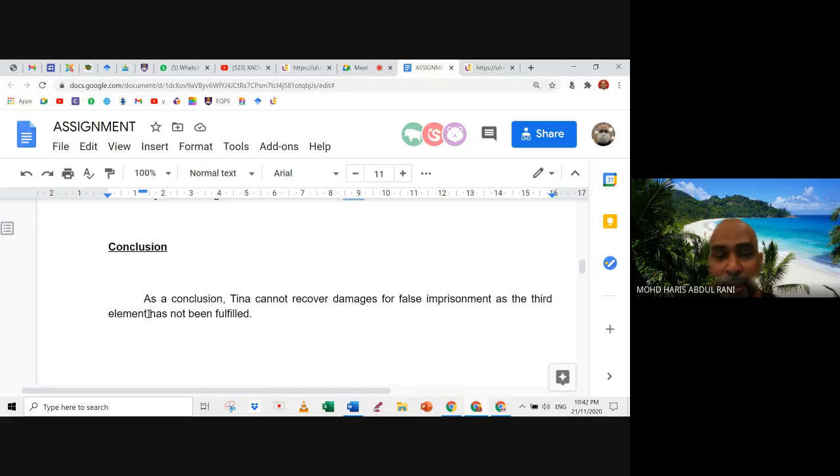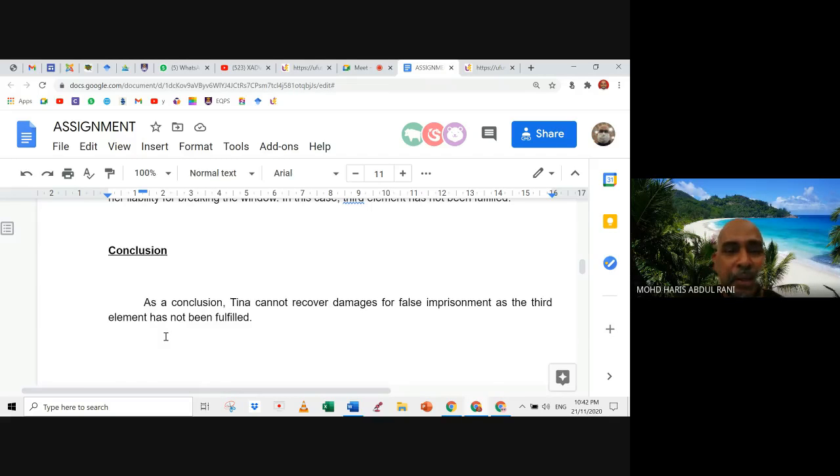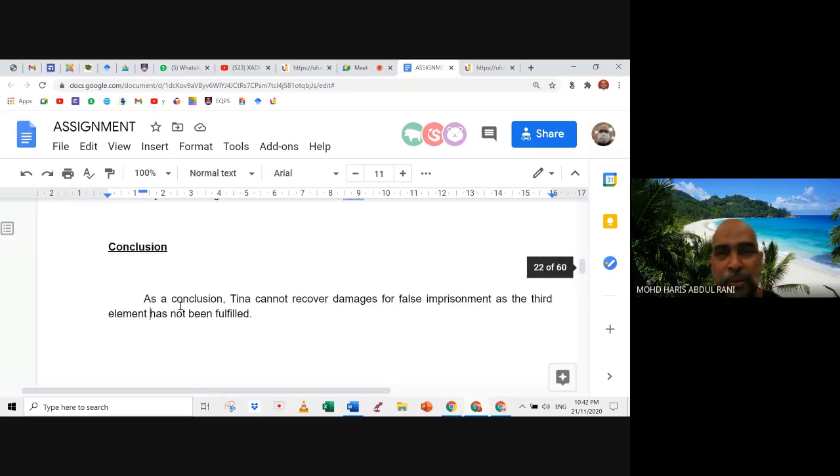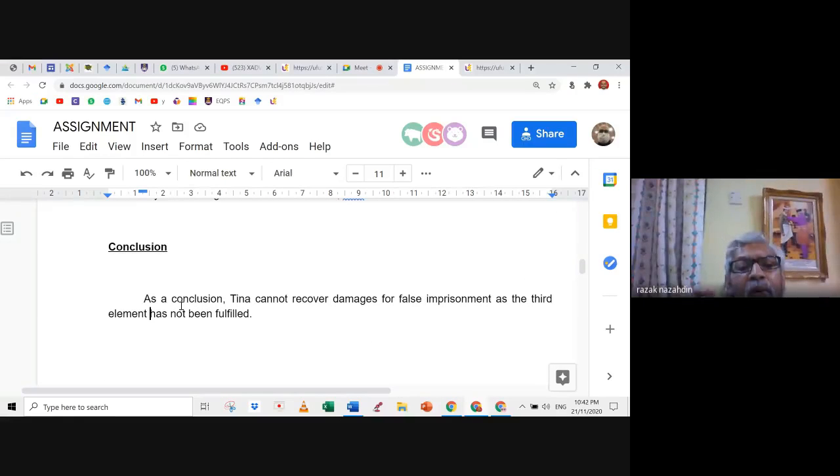Kalau nak extend sikit, third element apa? Dia elaborate sikit lah. You don't have to repeat again, because you have done that dalam application. Kenapa you nak kena letak dalam conclusion lagi? Tapi this conclusion dia sebut the word damages. Question tanya legal action. So kena jawab in line dengan legal action ada tak ada, or damages ada tak ada.